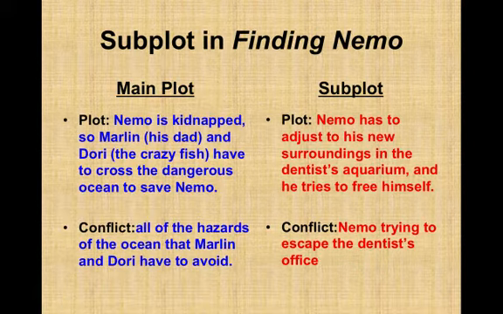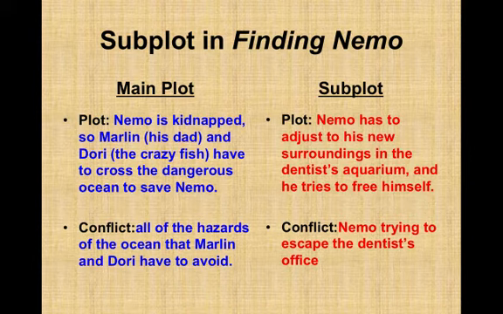Okay, so the subplot in the movie Finding Nemo, hopefully you've seen it. If not, we'll have another example here in a minute. The main plot is that Nemo is kidnapped. So Marlin, who is his dad, and Dory, the one who is a crazy fish who forgets everything, have to cross the dangerous ocean in order to save Nemo. The conflict is all of the hazards of the ocean that Marlin and Dory have to avoid.